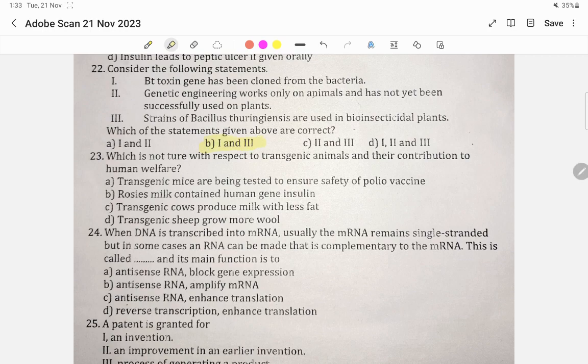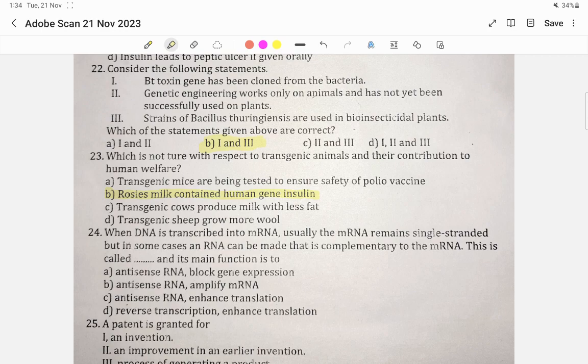Which is not true with respect to transgenic animals and their contribution to human welfare? Transgenic mice are being tested to ensure safety of polio vaccine. Rosie's milk contains human gene insulin. This itself is wrong. The transgenic cow contained human alpha-lactalbumin protein; they did not contain human gene insulin. Transgenic cows produce milk with less fat. Transgenic sheep grow more wool. So these are all correct statements. Rosie's milk containing human gene insulin is the wrong statement.